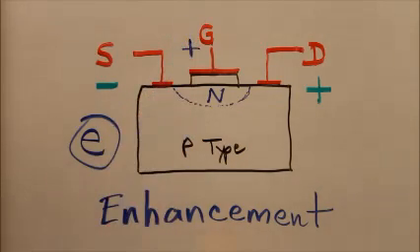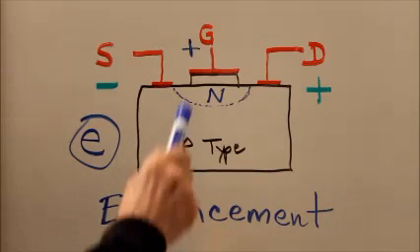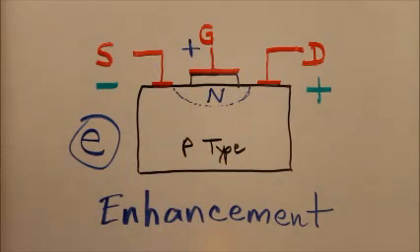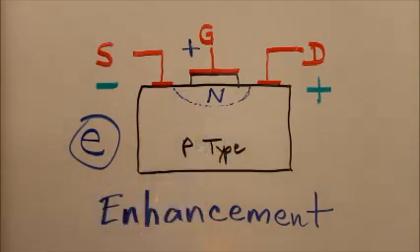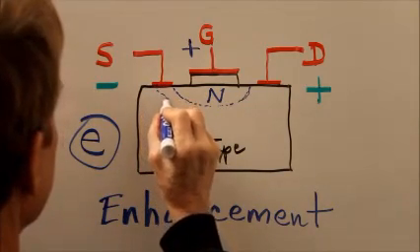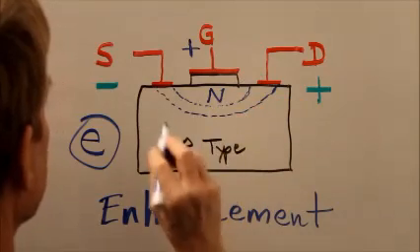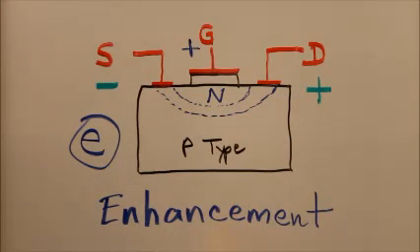When we apply this positive voltage here, we end up with an N-type region, and the greater the positive voltage that we apply, the larger that N-type region will get, and the better the conduction will get between the source and the drain. So once again, the correct answer is E, as in echo. In an enhancement mode device, you have to apply a bias in order to get a channel.